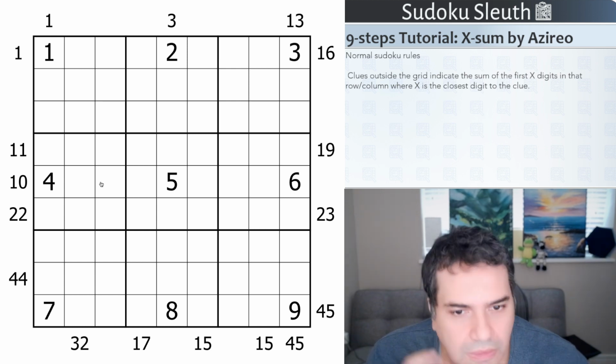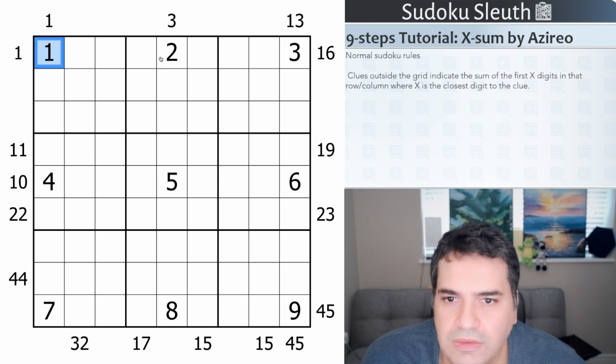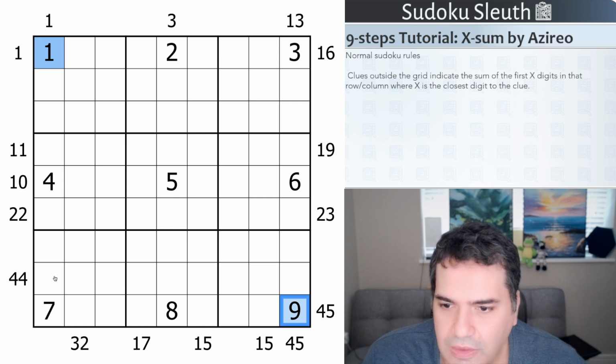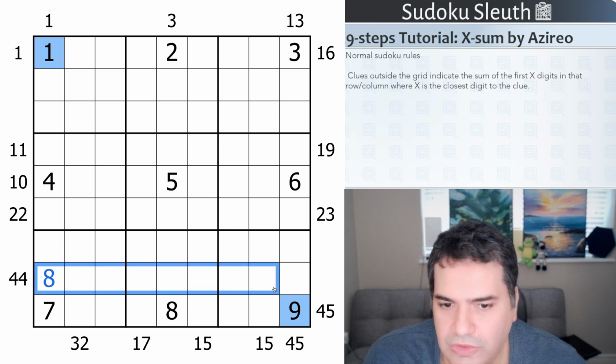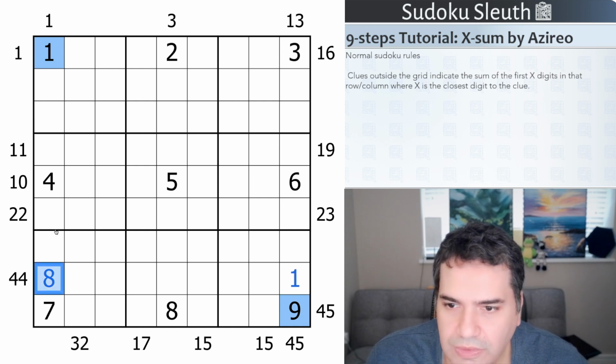So 1 is done. I'm going to keep track by marking anything that's done as blue, so that I don't have to think about it or worry about it. 44 is basically 45 minus 1. So that's saying I need to add up all the digits except for 1 that is adding up to a 1. That's done. Can't get any more information out of here.